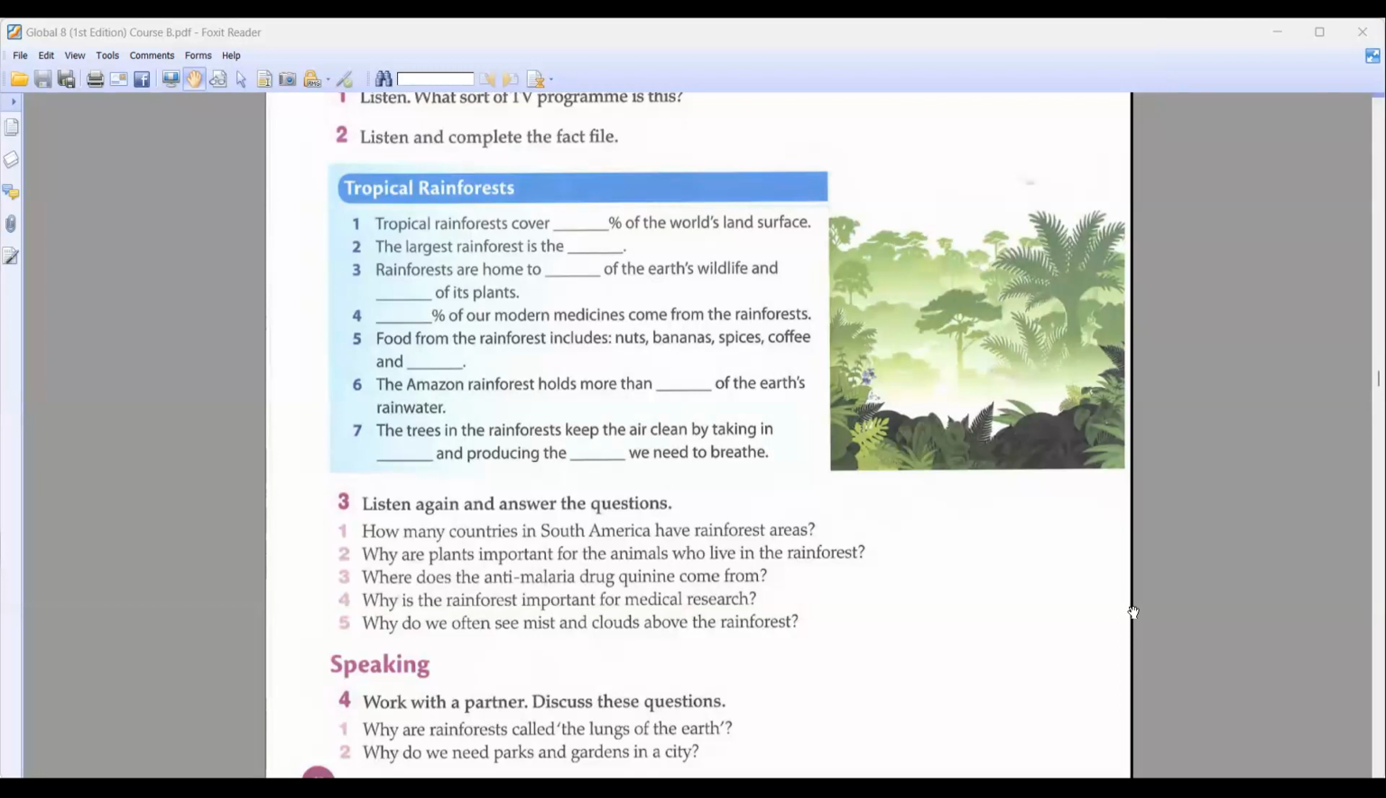Hello. Yes, say number two. Why are plants important for the animals who live in the rainforest? The plant is food for the animal. Wait. Ben, how about your answer for number two?